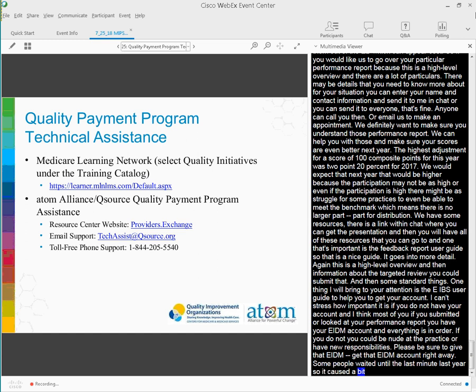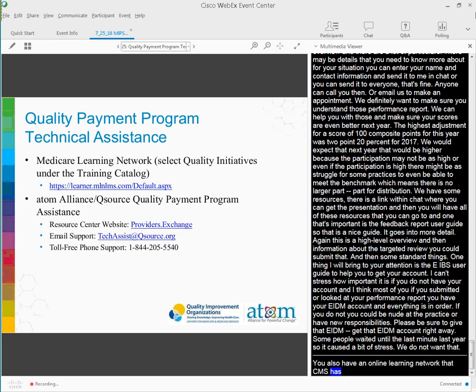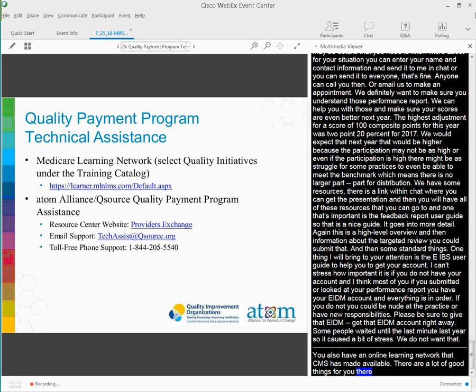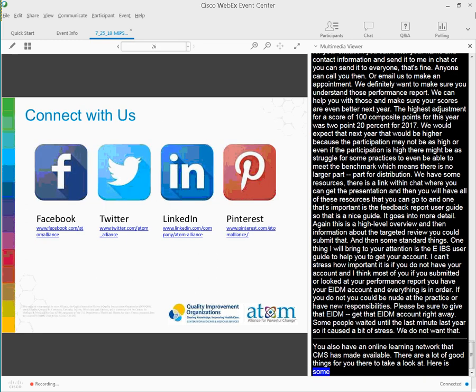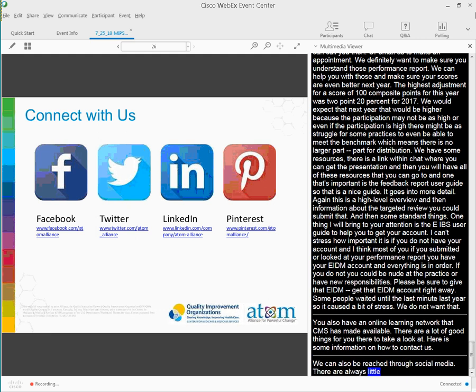And then you also have an online learning network that CMS has made available. Lots of good things for you to go out there and take a look at. Here's some additional information on how to contact us. And we can also be reached through social media. And there are always little tips and tidbits that we send out via social media, so follow up.